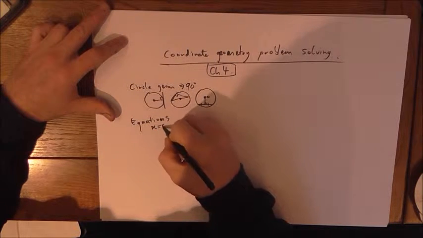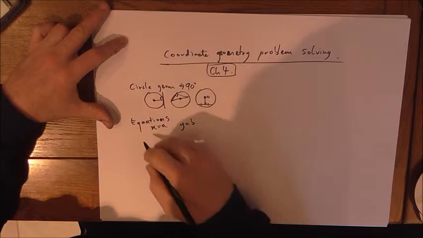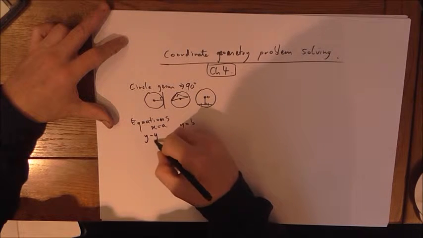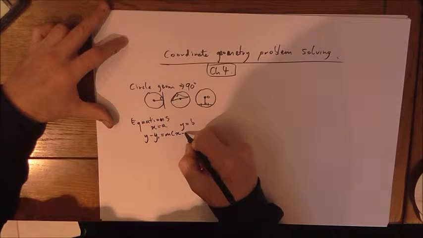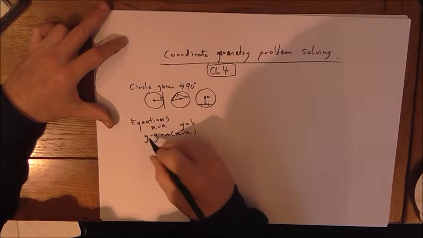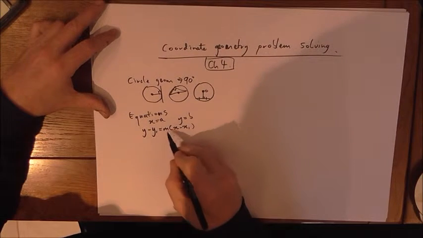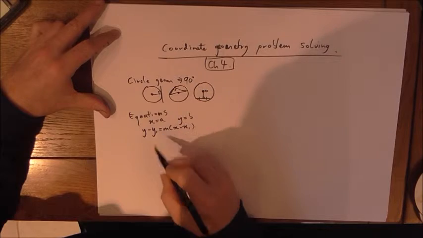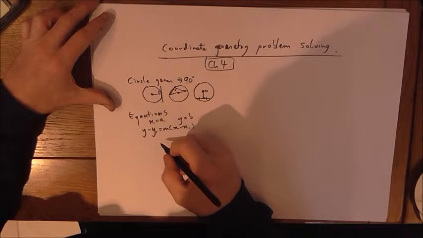Vertical line, x equals something. Horizontal line, y equals something. Straight line, fill in this template. Don't fill in all of it. Leave the x and the y because you want an equation, but fill in the m, that's the gradient. And the x1, y1 is any point that it goes through.